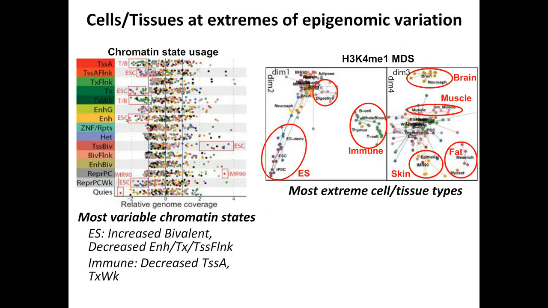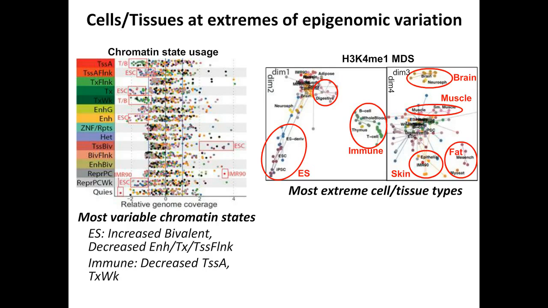We can also visualize the most extreme cell types and samples using this multidimensional scaling approach that allows us to basically show that immune cells and embryonic stem cells are, in fact, the most extreme, followed by brain versus skin or fat, followed by muscle. And some of the chromatin state coverage of these cell types, in fact, allows us to understand why they're so extreme and what makes them so different.